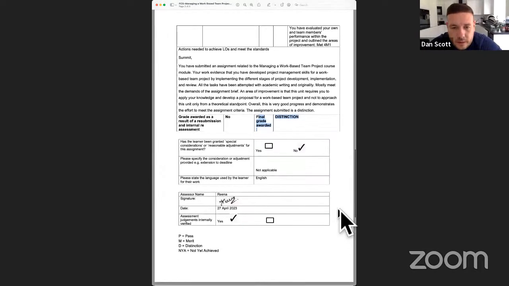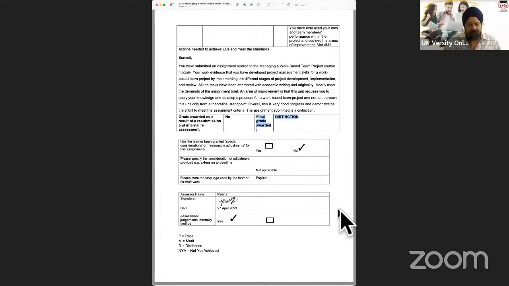This is then signed off by the relevant tutor. It's signed off by the quality manager. And this is something which is your proof that you've completed this unit. And this is exactly how it'll be shown to the awarding body. And the awarding body will agree to this grade and then award this grade to you.